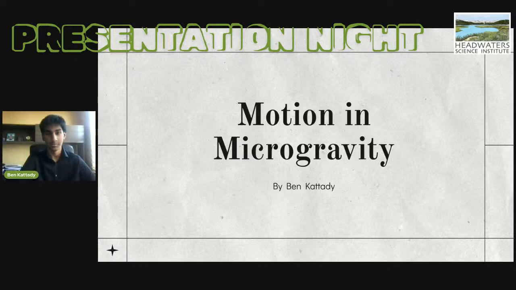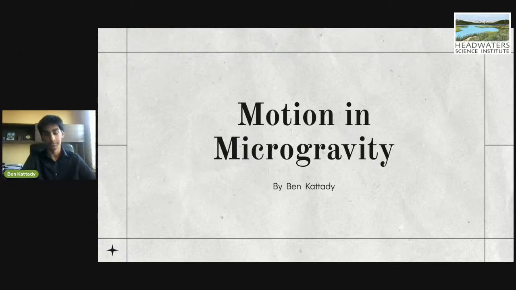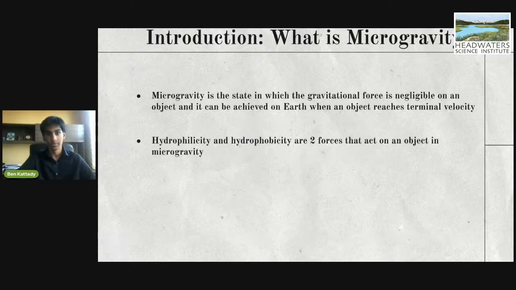Hi, my name is Ben Katadi, and I'm going to be presenting about motion in microgravity. What is microgravity? Microgravity is a state in which the gravitational force is negligible on an object, and it can be achieved on Earth when an object reaches terminal velocity. Terminal velocity is reached when an object is in free fall and can be reached when an object is dropped from any height. The reason that gravitational force is negligible in terminal velocity is because the object cannot accelerate anymore because of the gravitational force, and thus the gravitational force is negligible.